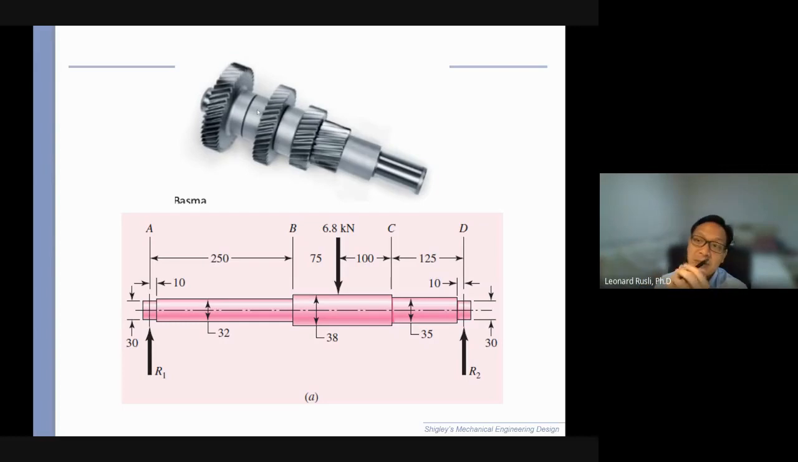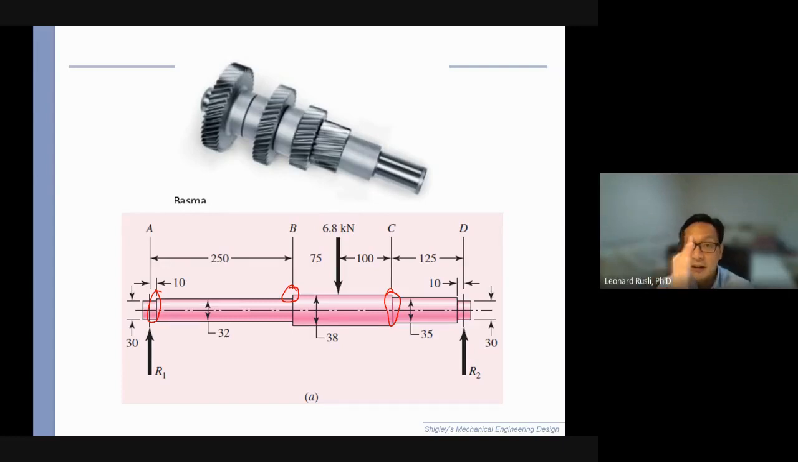So here is a typical shaft. You put gears on it, or belts, or pulley, or chain, and because you do that, you're going to have steps on the shaft. And this is where we're going to focus our attention. These things are there to keep the elements on location.